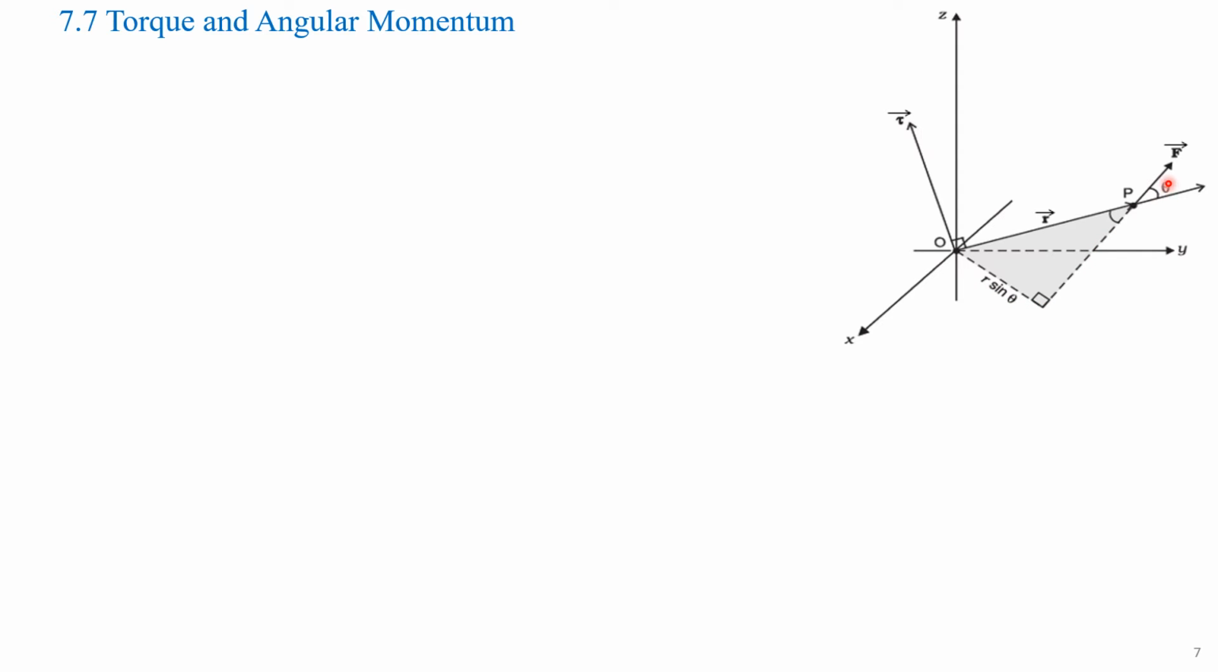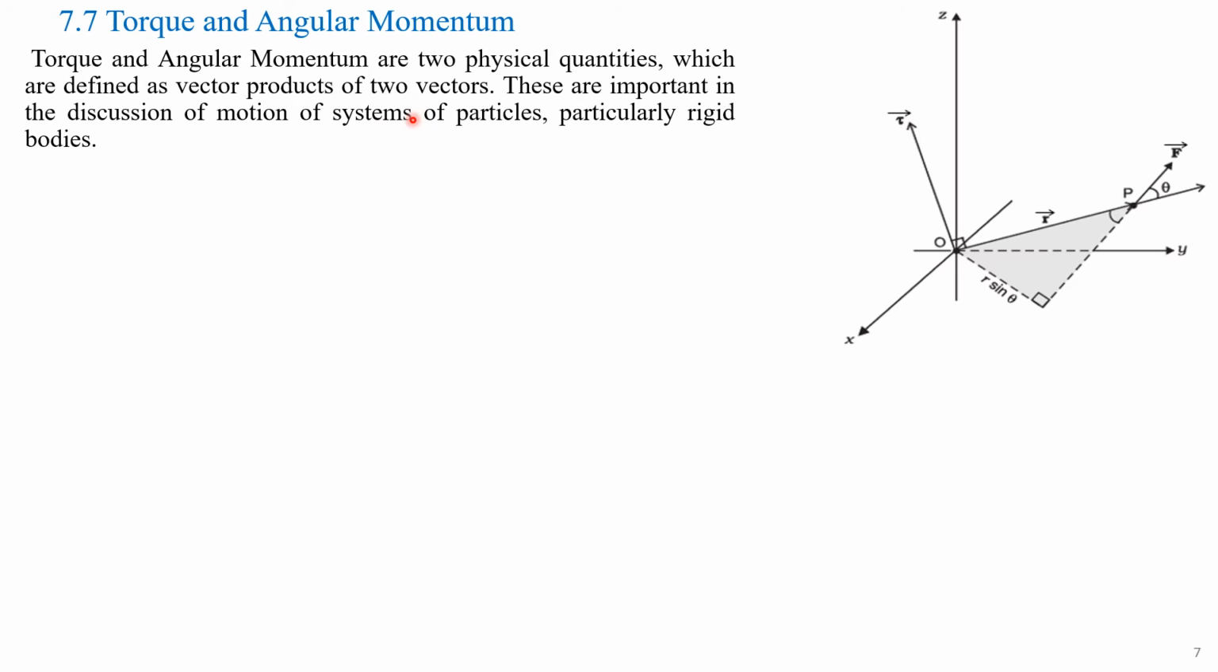And we can also draw F perpendicular, F sin theta, perpendicular to vector r. Though it is not shown in the figure, you can draw from this side. Now we will proceed to define and explain the torque. Torque and angular momentum are two physical quantities which are defined as vector product of two vectors. These are important in the discussion of motion of systems of particles, particularly the rigid bodies.